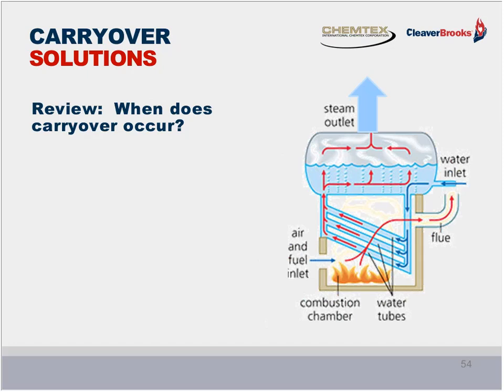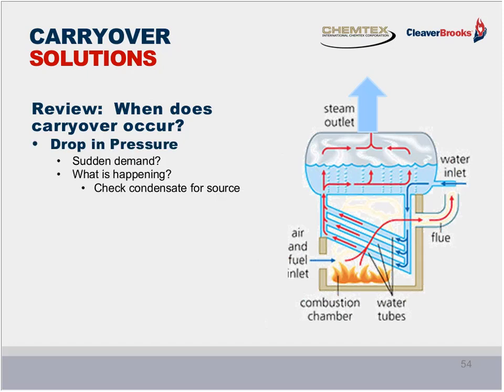And in review, again, I'm going to go through this again because in my career I've gone through it so many times with so many customers: my boiler's operating just fine. I've got no problems going on, no carryover, no issues. Suddenly I have carryover. Was there a sudden drop in pressure? Is there something going on in the plant that's different, that's taken place in the past? Immediately go and look at your condensate source to see if you've got contamination coming from your condensate.